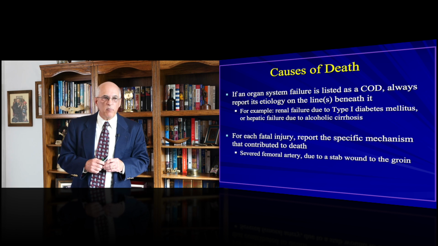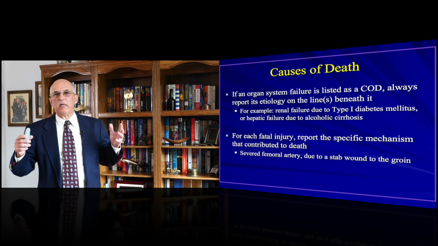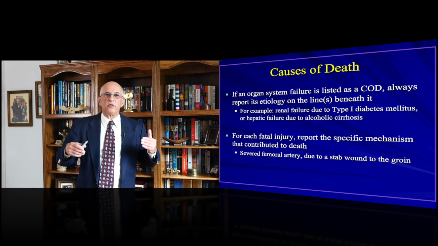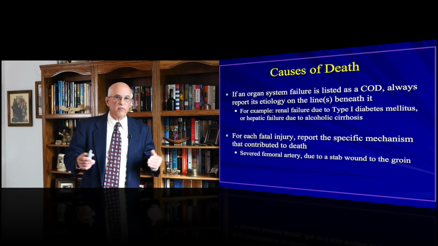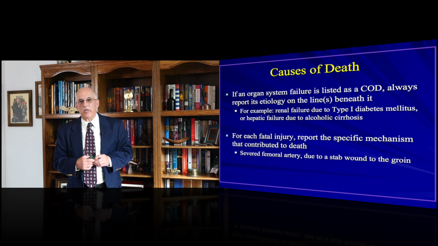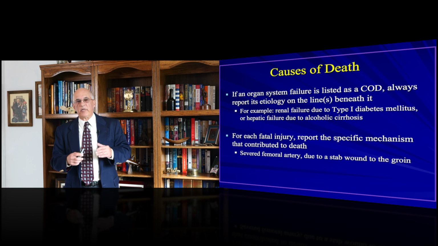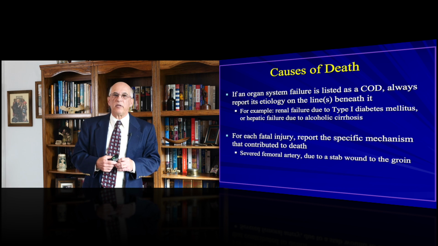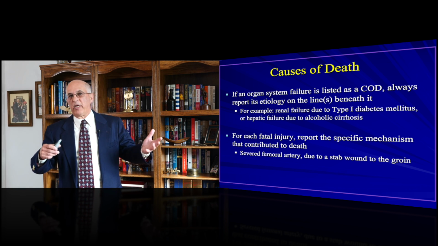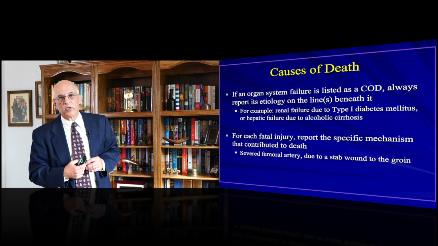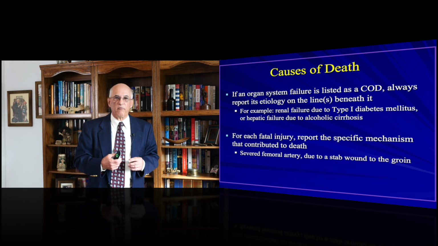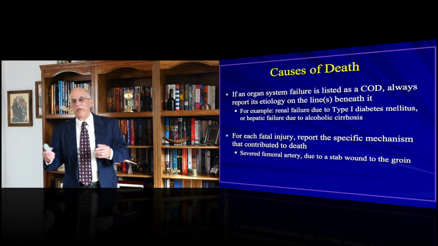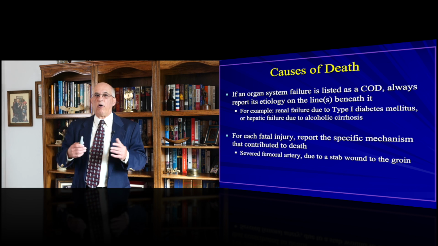If someone has organ failure, let's say liver failure or kidney failure, one of the things you always want to do is to list the cause of the failure beneath it. So if someone died of kidney failure, renal failure, then you would list type 1 diabetes mellitus, which the patient has had since they were a child, which led to the kidney damage and therefore the kidney failure. Or perhaps someone died of liver failure, hepatic failure, and it was due to alcoholic cirrhosis for many years.